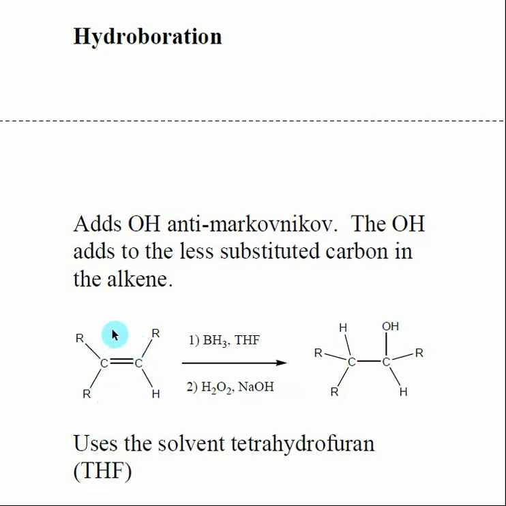What goes on there? An H and an OH, and the OH goes on the less substituted carbon. That's what we mean by anti-Markovnikov. So with this reaction, it's broken into two steps.